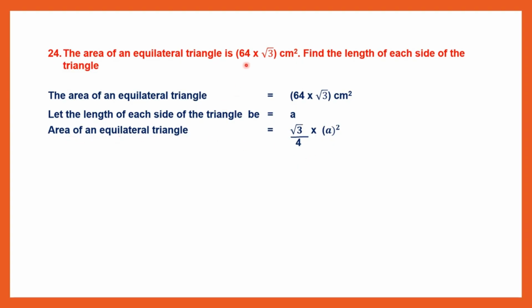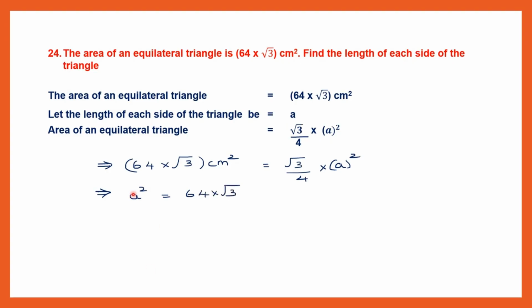Now area is already given to us, so let's substitute and write it here. So again, this is going to be an equation. So this will be 64 into root 3 centimeters square. This is the area given to us. And the formula for area is root 3 by 4 into A square. And we are going to find A square. So what we're going to do is we're going to bring A square to the side. So we'll have A square here, and on the other side we have 64 into root 3. Okay, that is this. 64 into root 3, I've written it here. Now from here, I have brought only A square this side.